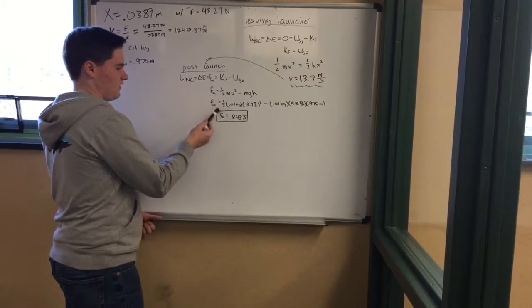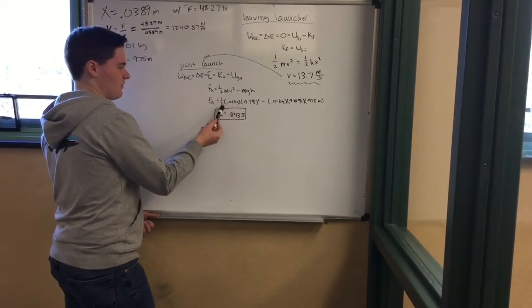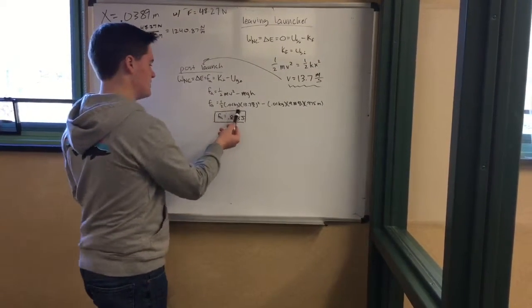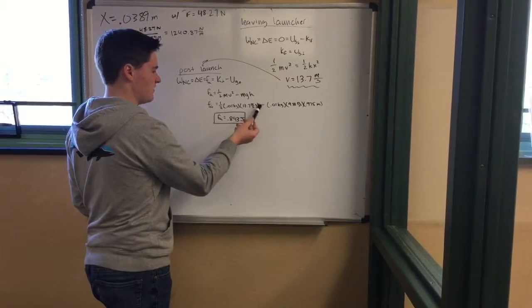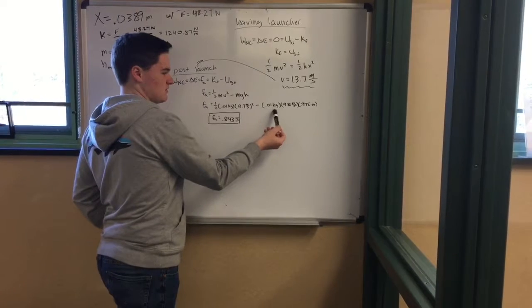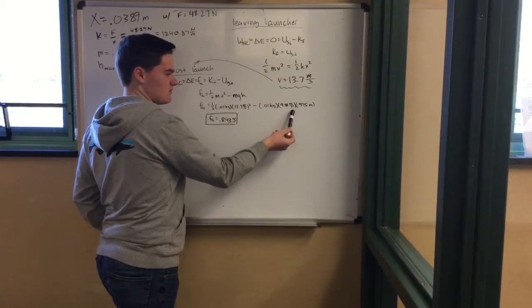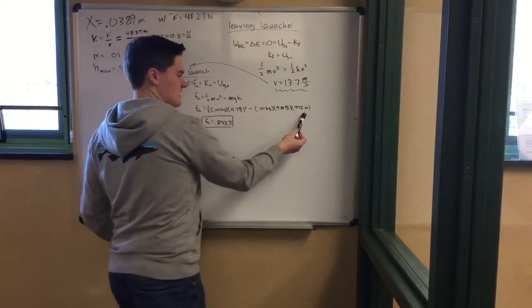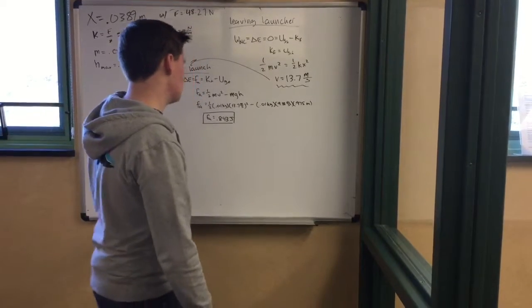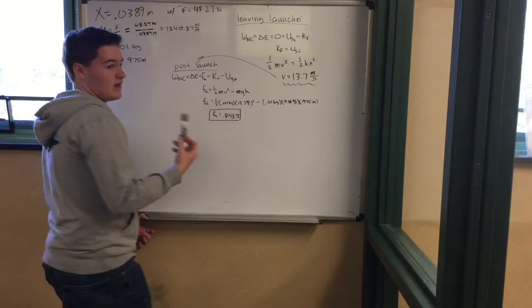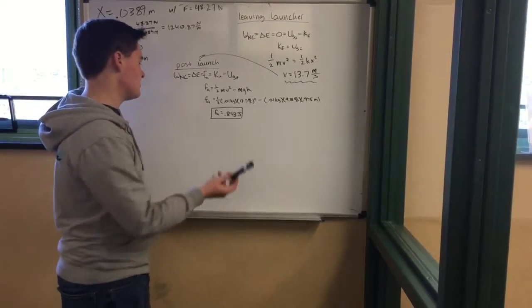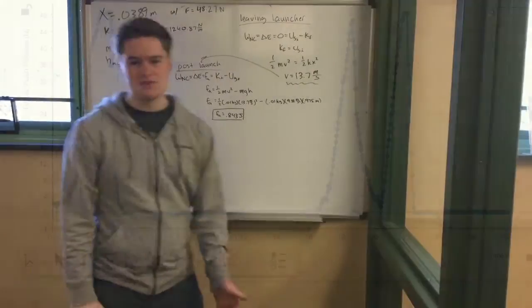So we get our air friction losses equals 1/2 times 0.01 kilograms times 13.7 meters per second squared minus 0.01 kilograms times 9.81 meters per second squared times 0.975 meters. And then when we plug all those numbers in, we get our energy loss due to air friction equals 0.843 joules.